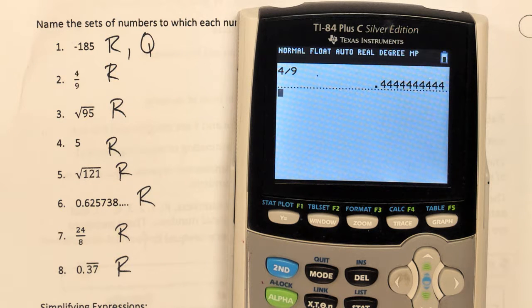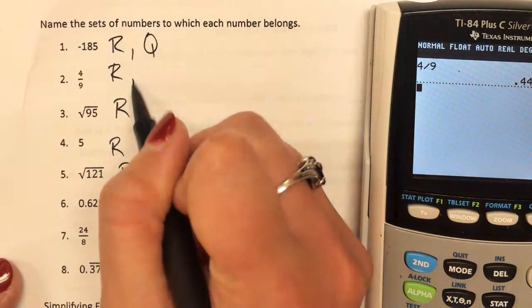All right, 0.4444. Rational or irrational? Why? Because it's got a pattern, right? All right, here we go.